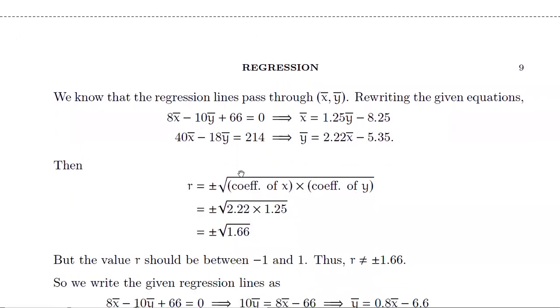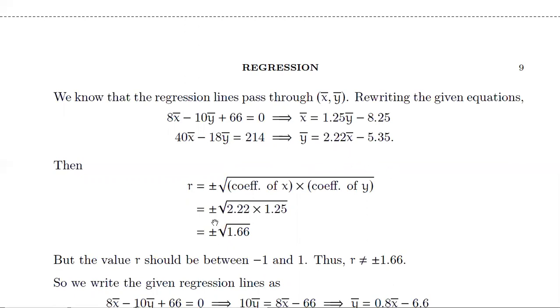So we get the lines as 8x bar minus 10y bar plus 66 equal to 0. So if you rewrite the first equation, we get x bar equal to 1.25 y bar minus 8.25. And if you take the next equation and using this, if you try to calculate the value of y bar, it is equal to 2.22 x bar minus 5.35. So please solve the first equation and get the value of x bar. Solve the second one and get the value of y bar.